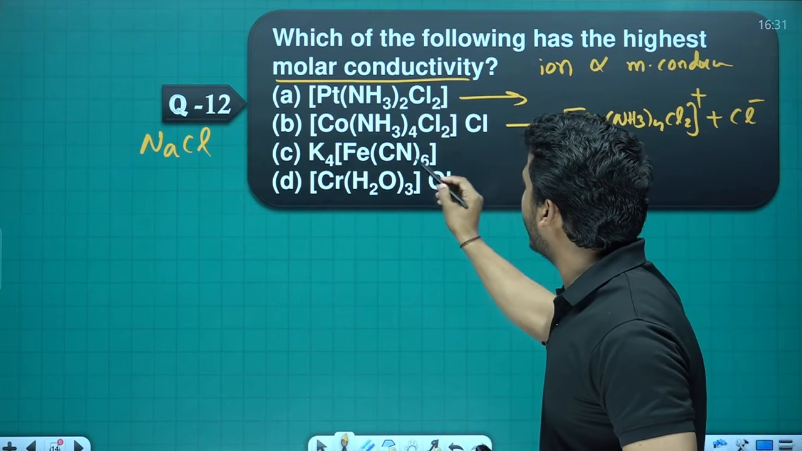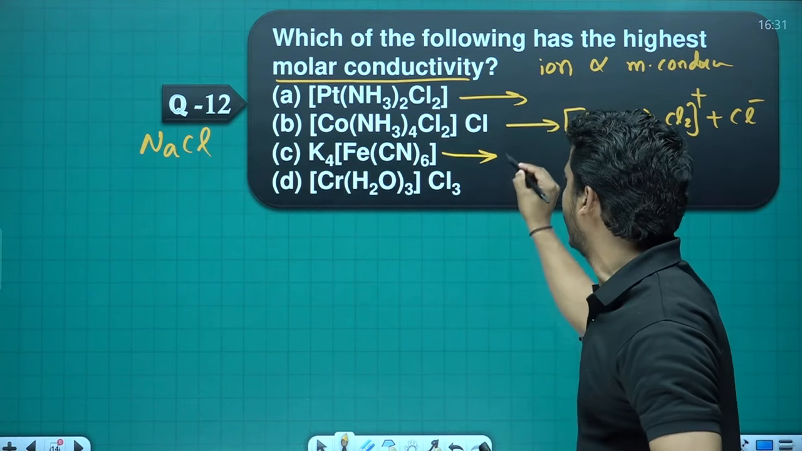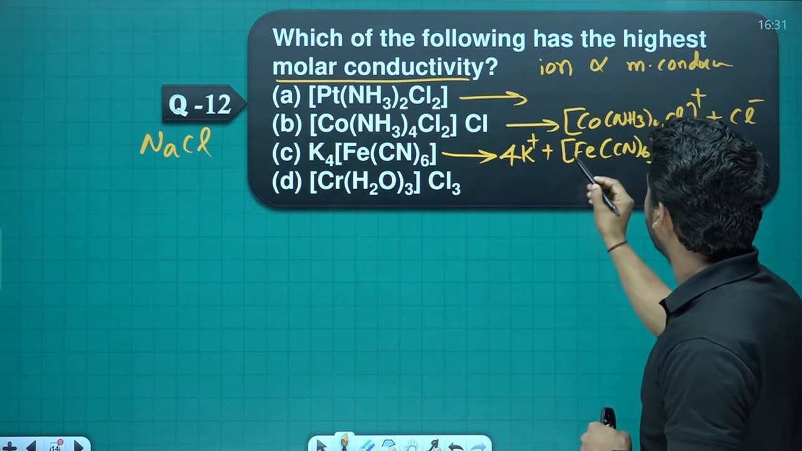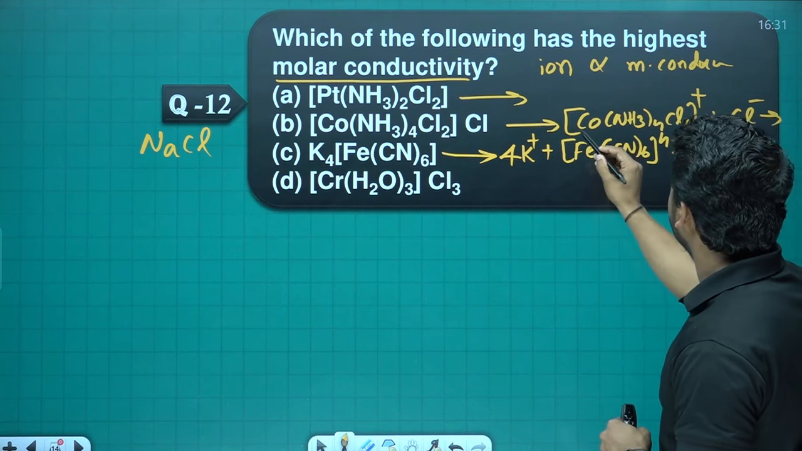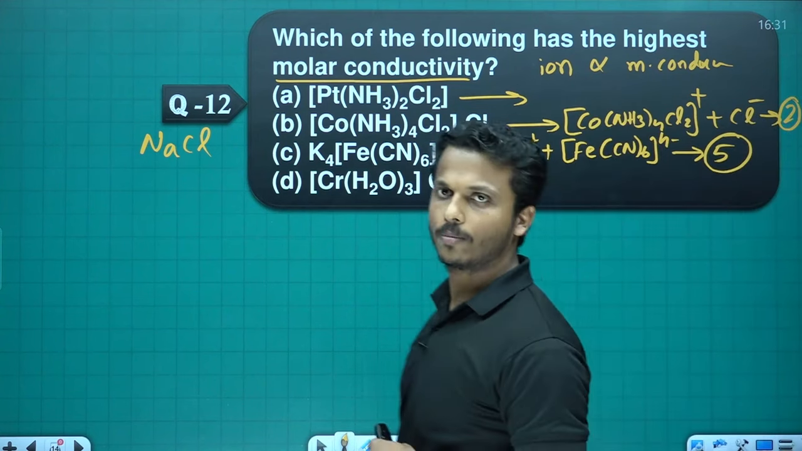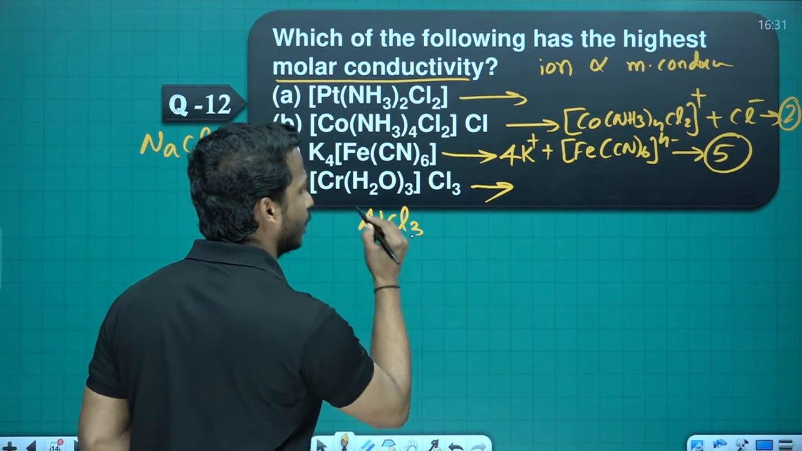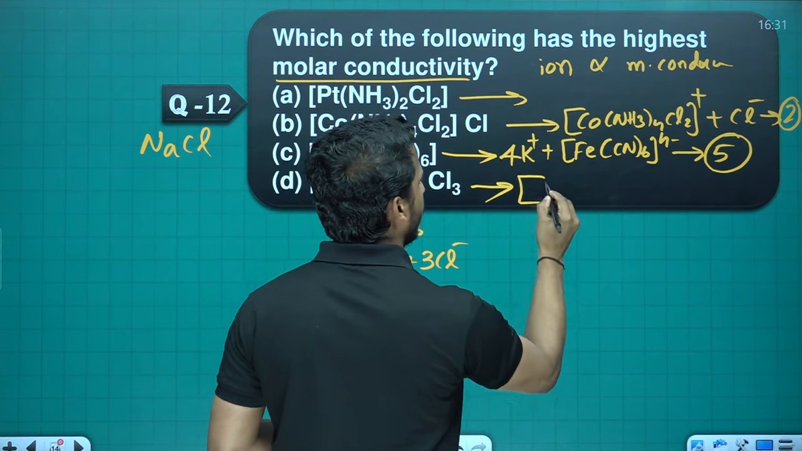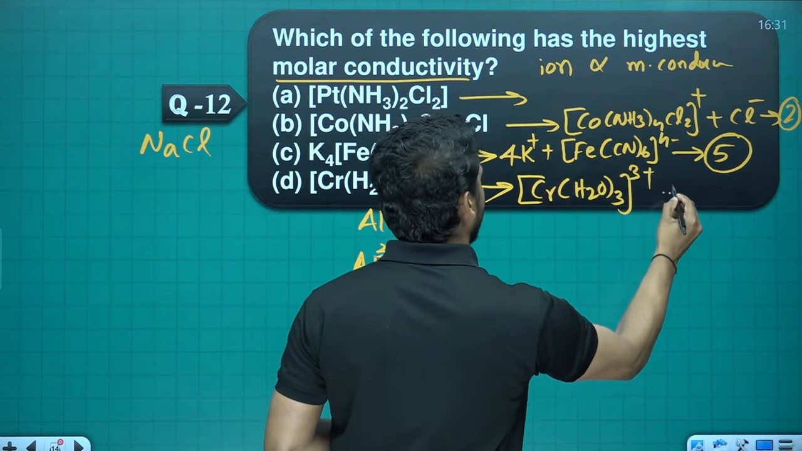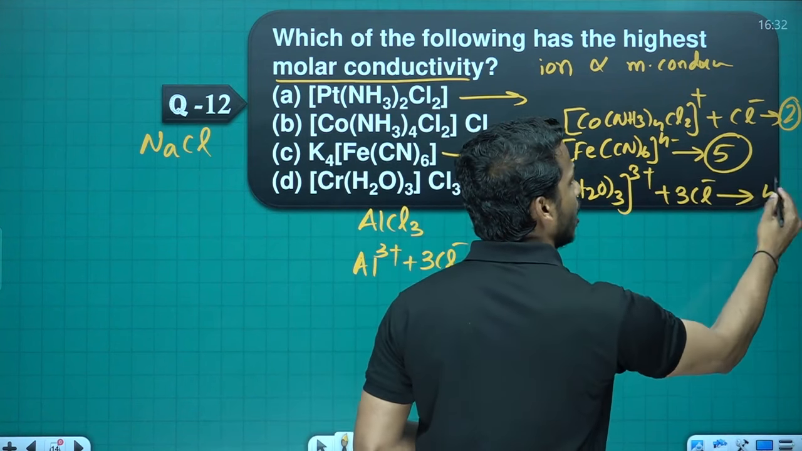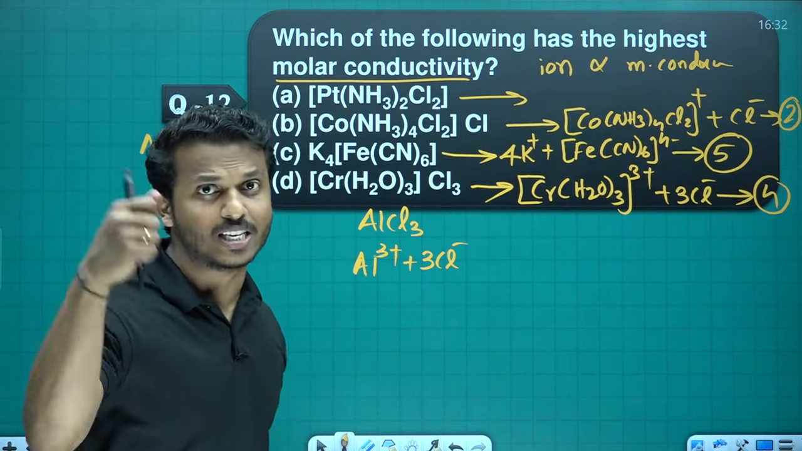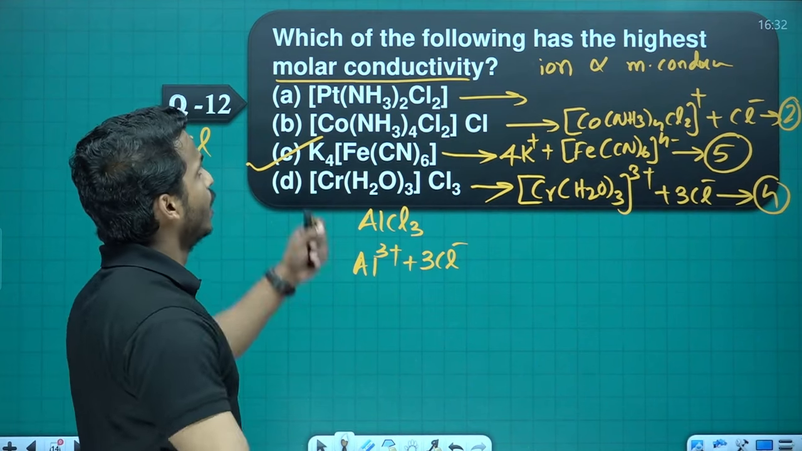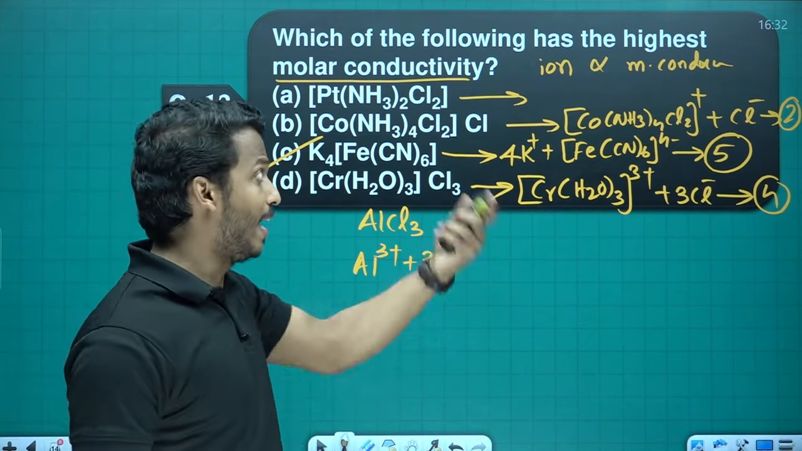And what about K4Fe(CN)6? It breaks with 4 potassium outside, so it gives 4K plus and Fe(CN)6 4 minus. Total 4 plus 1, you get 5 ions. How many ions here? 1 plus 1, only 2 ions. What about this compound? Consider it like AlCl3. How do you break AlCl3? Al3 plus and 3Cl minus. Same way, we get Cr(H2O)3 3 plus and 3Cl minus. Total 1 plus 3, 4 ions. The one which gives more ions can conduct more electricity. So option C gives 5 ions, and that has more conductivity. Okay, clear? Molar conductivity: the one giving more ions conducts more electricity.